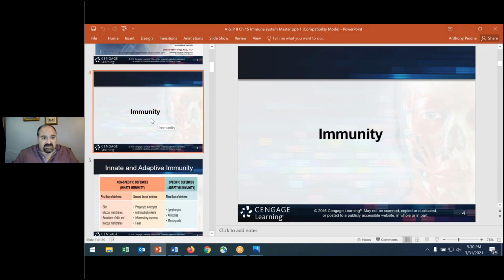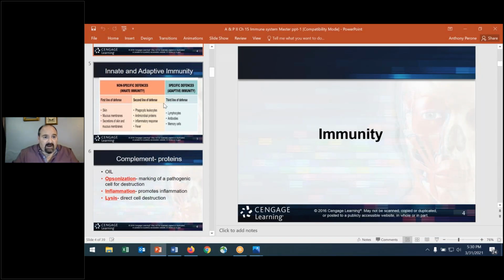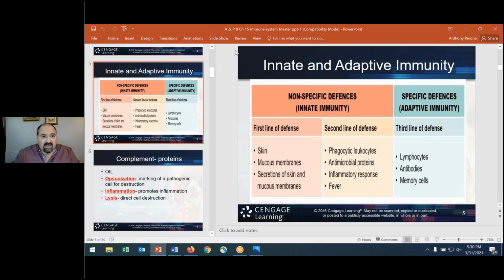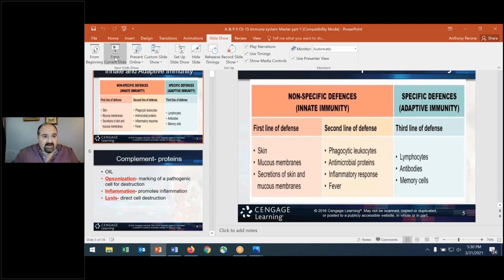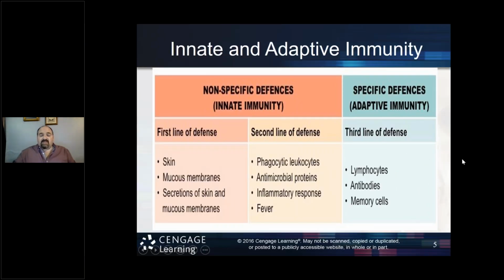So let's look at this PowerPoint presentation. I think you'll find it interesting. We'll start with this slide right here, and this is really a great slide. It gives us a lot of information on one slide as far as your specific defenses and your non-specific defenses. I'll go to the specific defenses first because we've talked about this throughout when we were discussing the B and T lymphocytes.